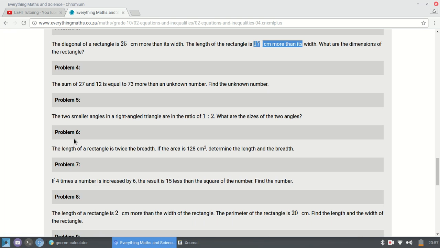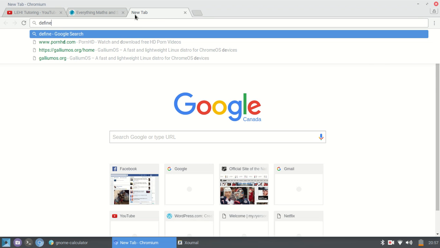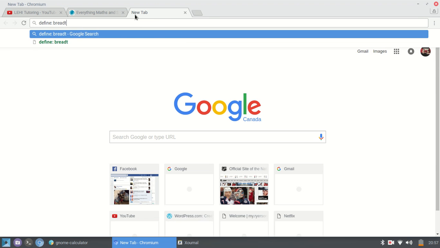Okay, the length of a rectangle is twice the breadth. If the area is 128, determine the length and the breadth. Now I'm just checking, what does breadth mean? Does that just mean the length? Breadth.